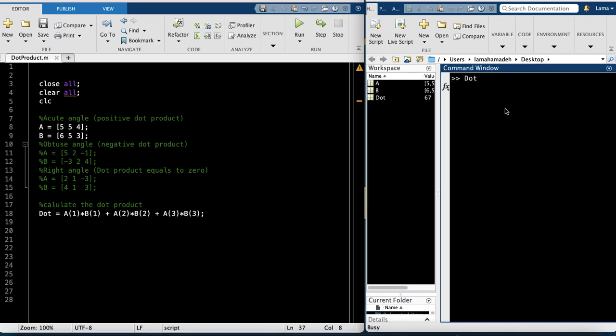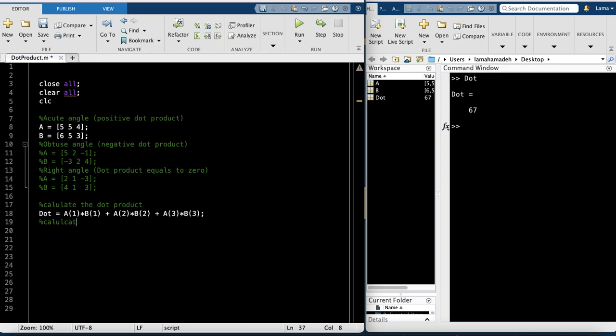So let's say dot, and it's 67. It's a number, and it's a positive number. So remember, when you have a positive dot product, then without even calculating the angle, you should know that the angle between these two vectors is an acute angle. Well, actually, let's make sure that it is an acute angle.